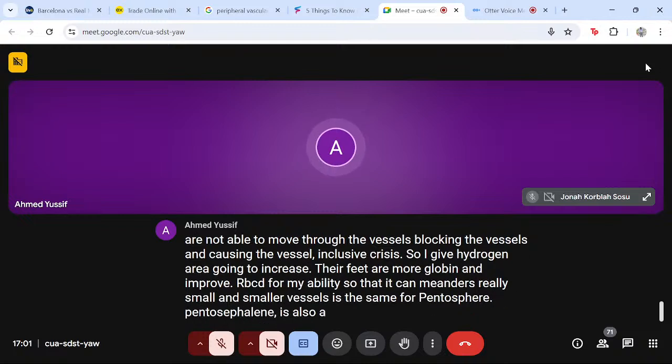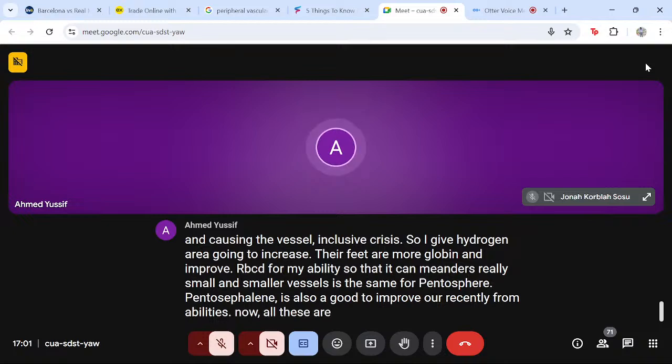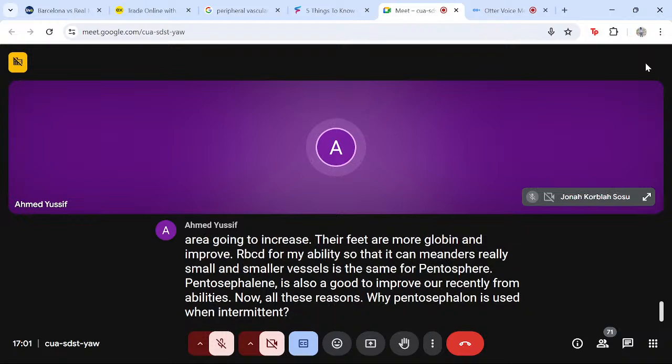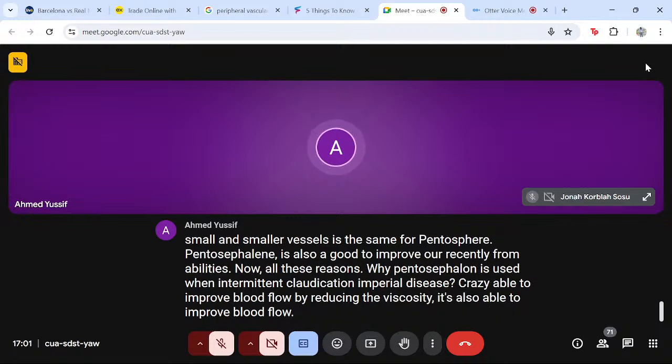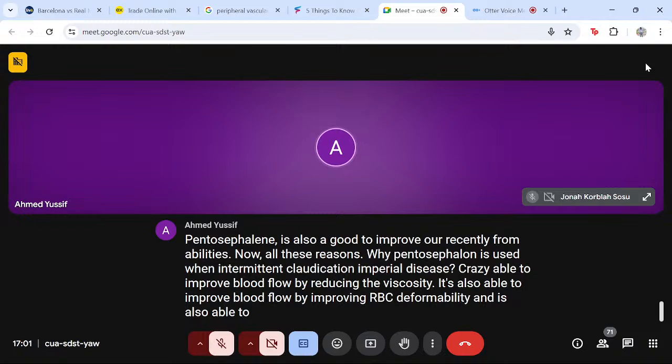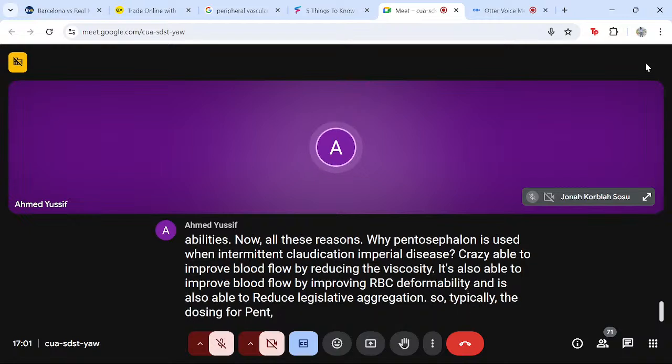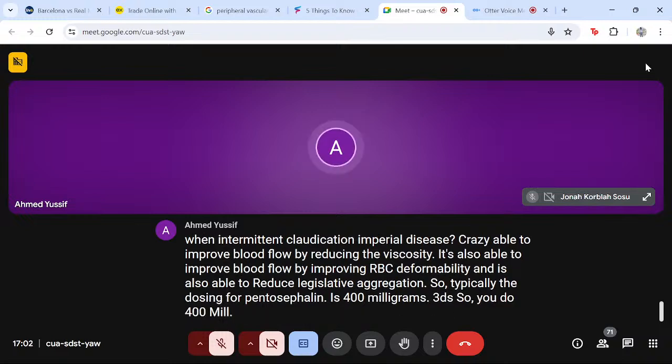Pentoxifylline is also able to improve RBC deformability. So all these are reasons why pentoxifylline is used for intermittent claudication in peripheral artery disease. It's able to improve blood flow by reducing the viscosity. It's also able to improve blood flow by improving RBC deformability, and is also able to reduce platelet aggregation. So typically the dosing for pentoxifylline is 400 milligram TDS. So you do 400 milligram TDS for pentoxifylline.